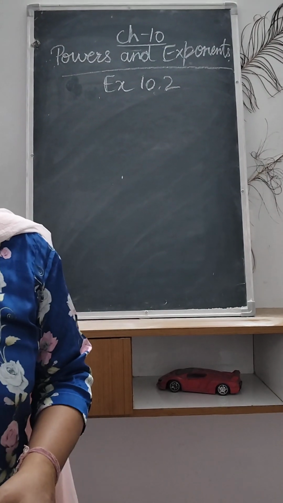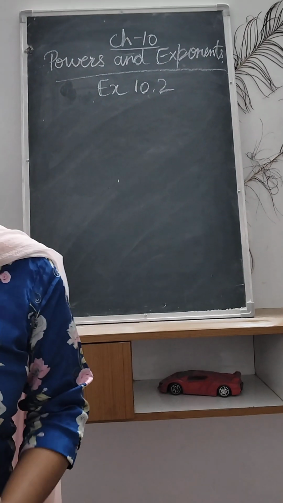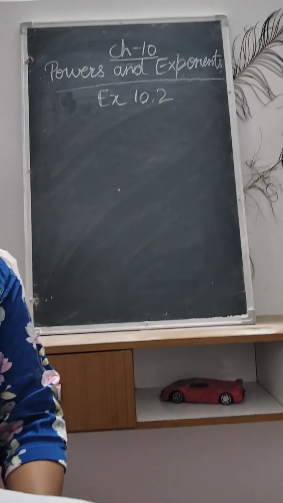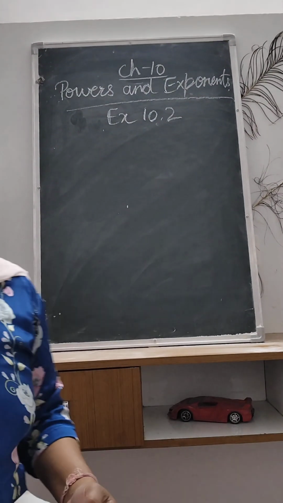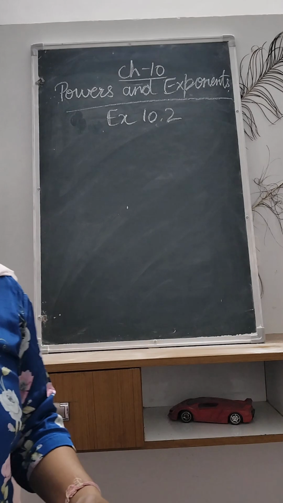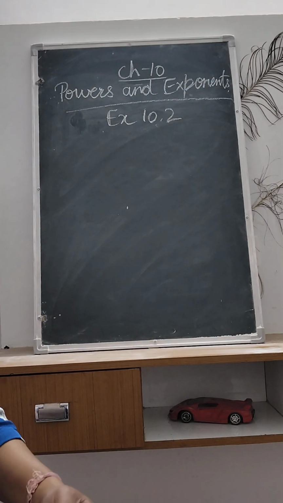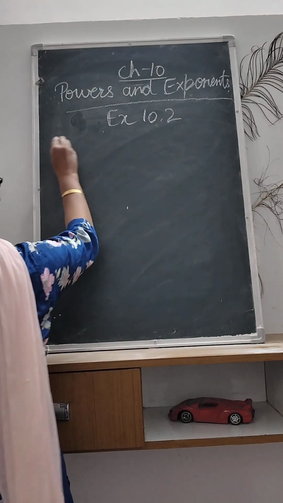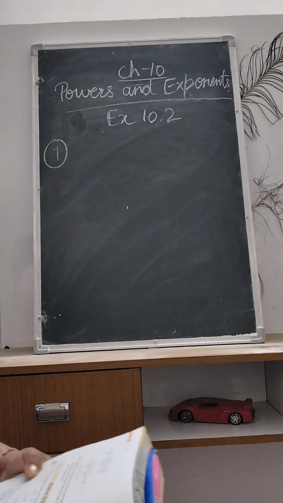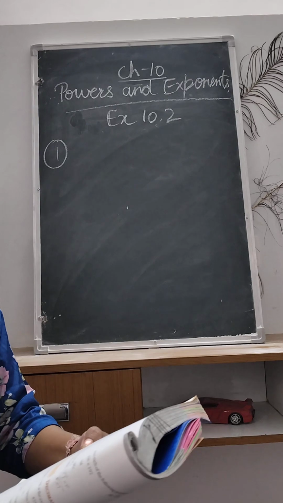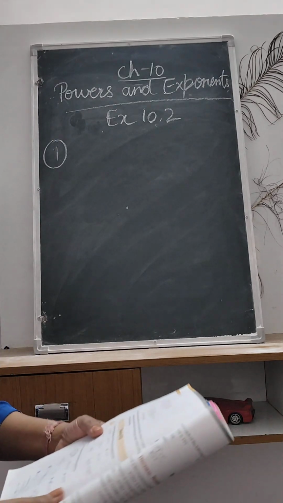Good morning, students. Yesterday we have done exercise 10.1 of chapter Powers and Exponents. Today we will continue with it and we will do exercise 10.2. Now students, first question is: using laws of exponents, simplify and write the answer in exponential form.